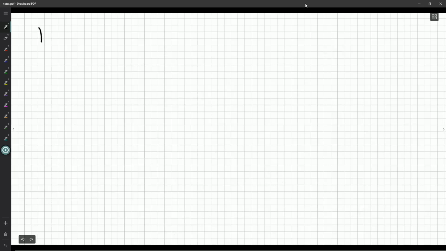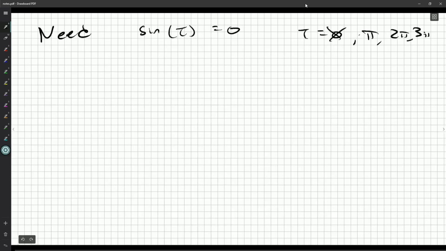Well, we remark that so they know that we know what we're talking about. We need sine t to be equal to 0. So t is 0, not going to work. Pi, 2 pi, you could list 3 pi. We know one of these two is going to work. 2 pi definitely is a period. It's just a question of, is pi a better period? That's all that we have left to show.